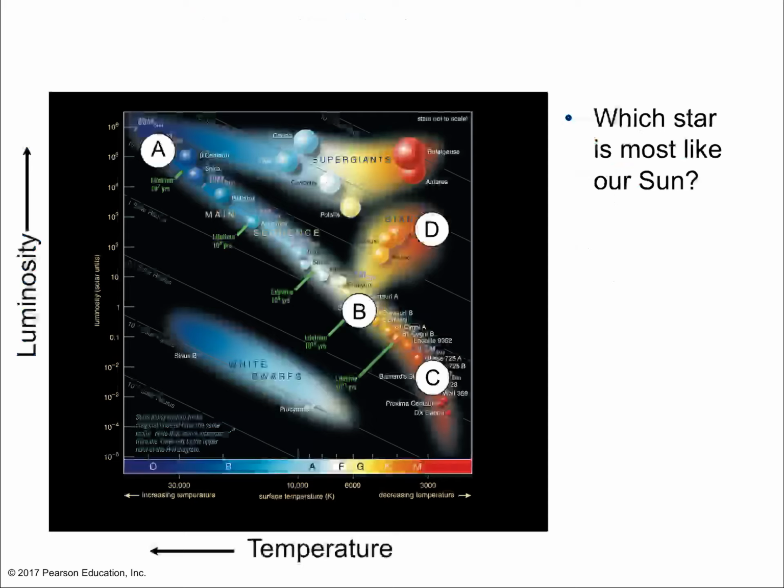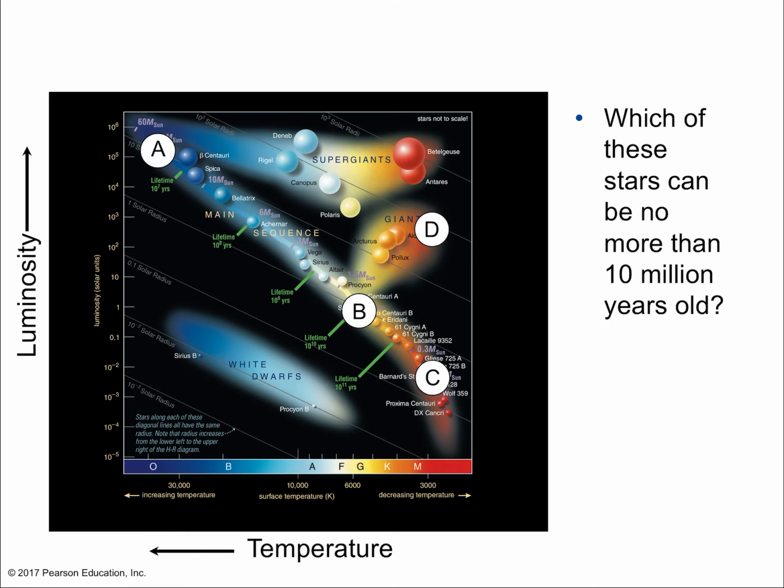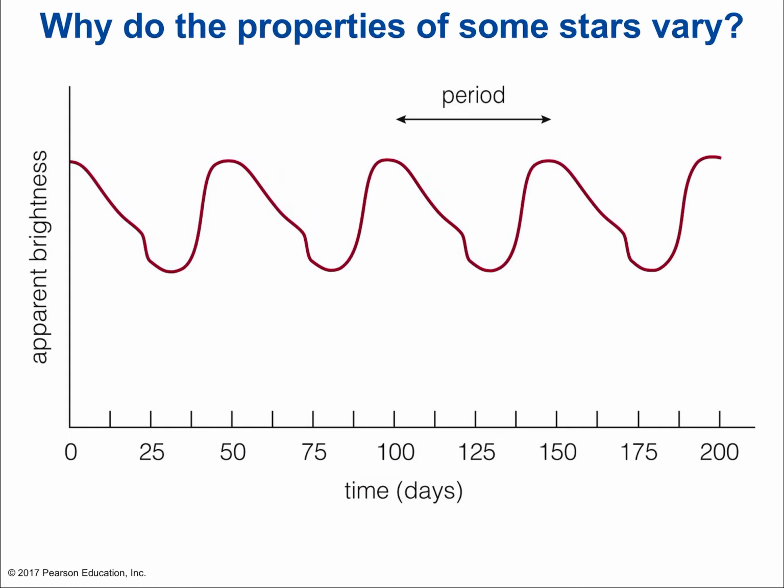So which star is most like our sun? Look at the letters here. These are different letters, but which one? Make sure you can answer it. It's B. It's actually even covering up, you can see the S for the sun there. Big hint. Which of these stars will have changed the least 10 billion years from now? It's got to be the longest lived one, C. Which of these stars can be no more than 10 million years old? Which are the ones that burn really, really luminous but have really short lives? A, the big blue main sequence stars.